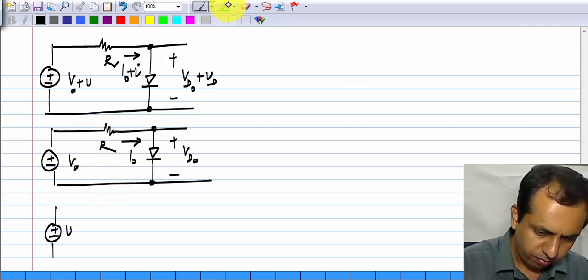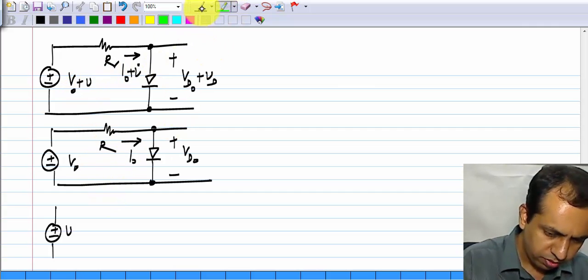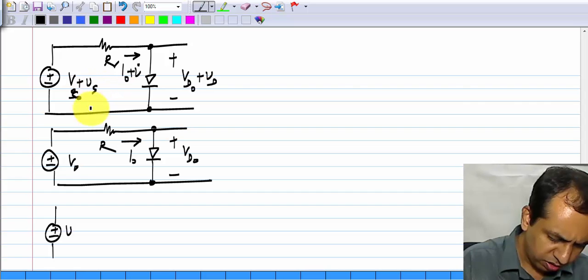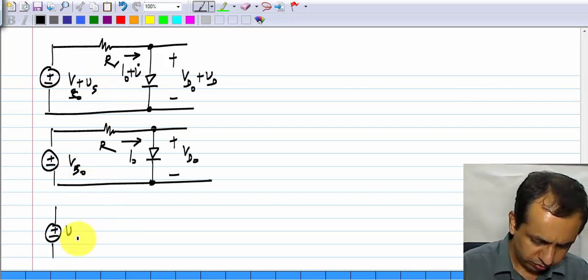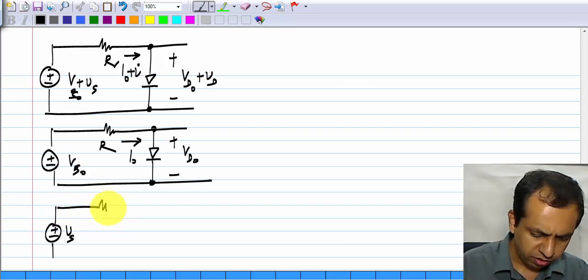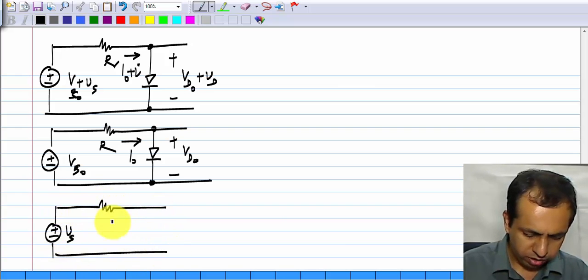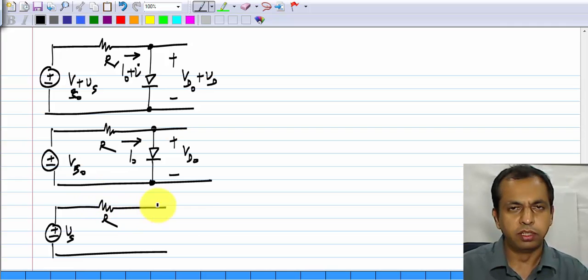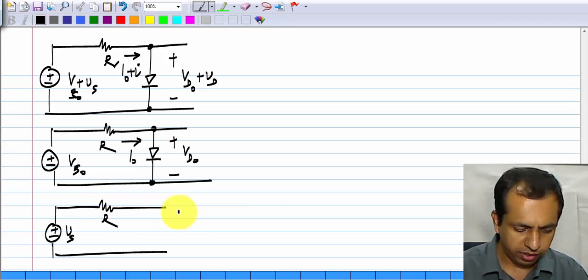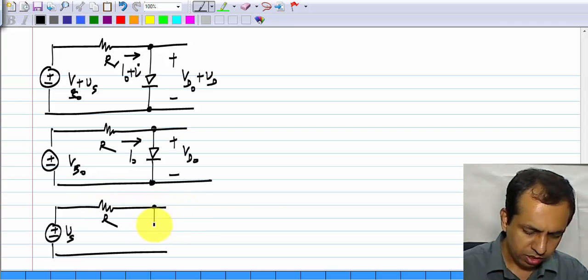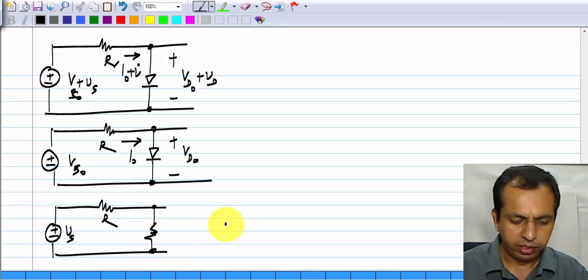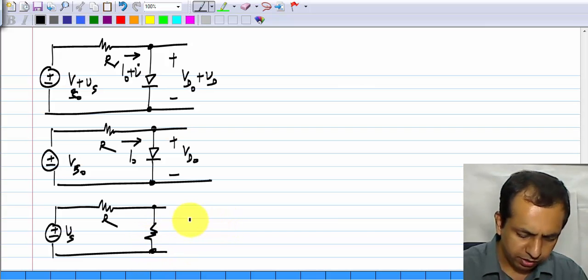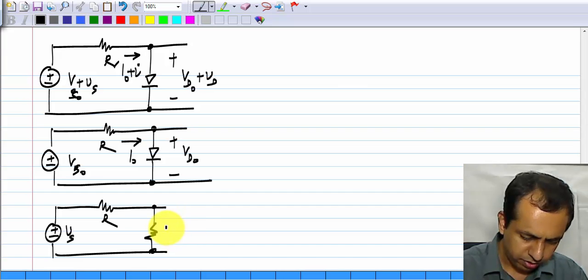So, I have this incremental Vs here, and I have R. I will come to the incremental equivalent of a linear element. The diode I replace by its incremental equivalent at the operating point.